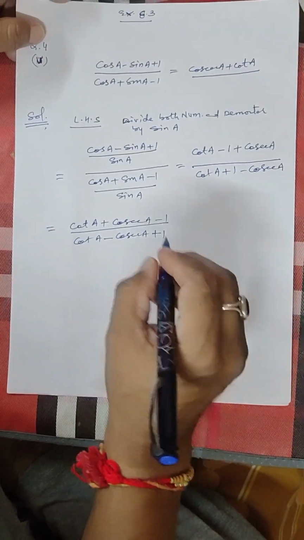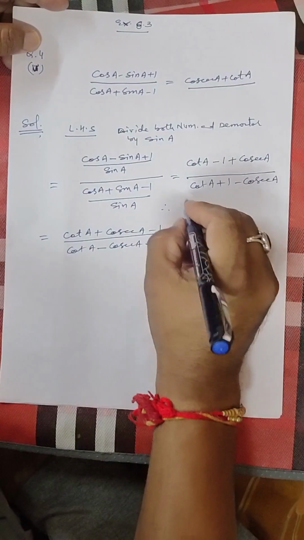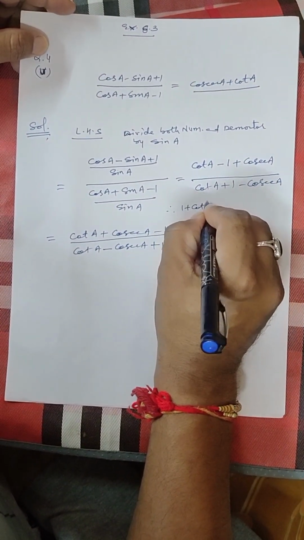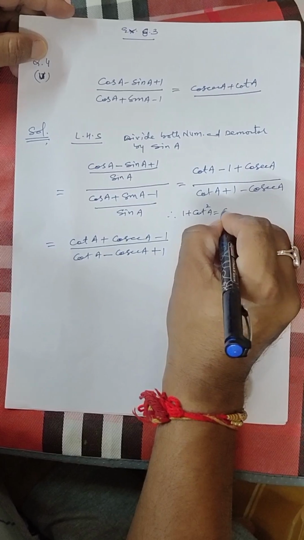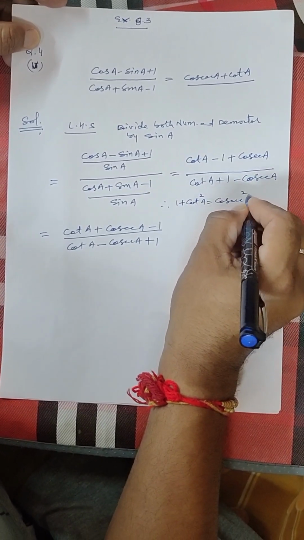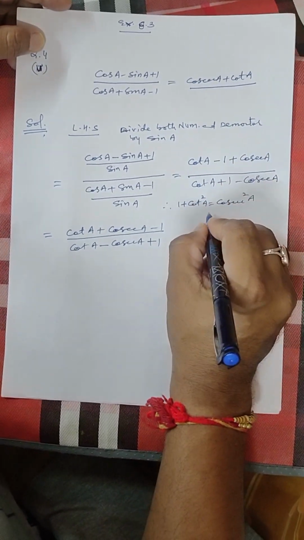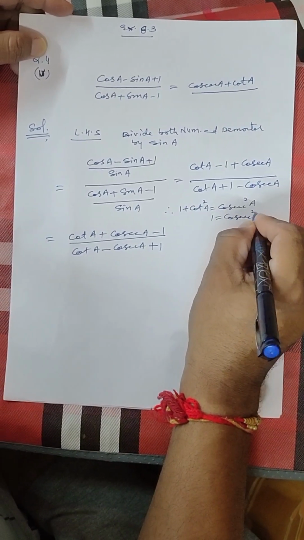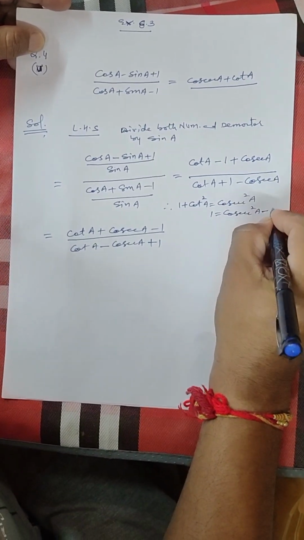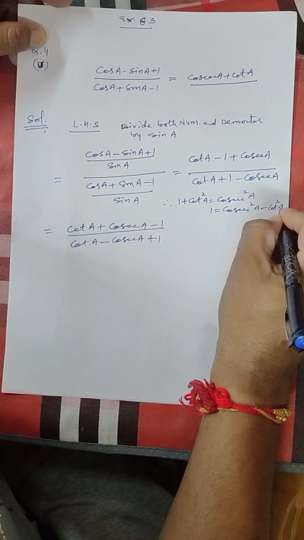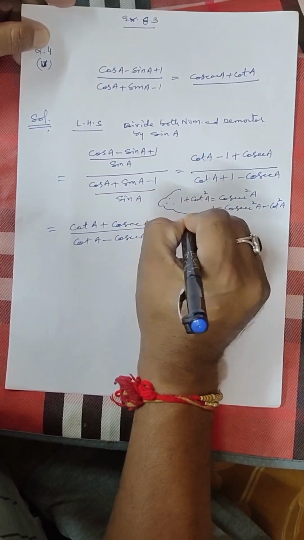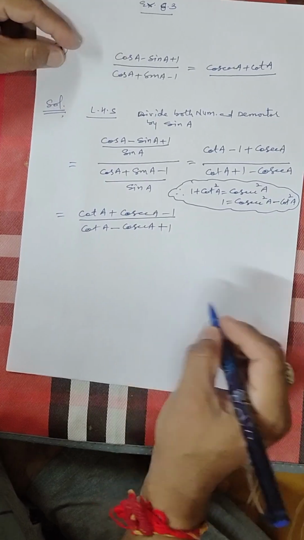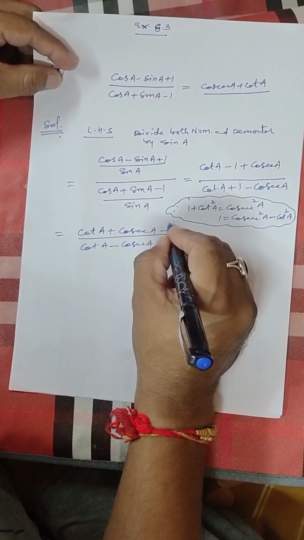Here we know that 1 plus cot square A is equal to cosec square A, or we can say 1 is equal to cosec square A minus cot square A. This is the identity you have to apply here to cancel this 1.